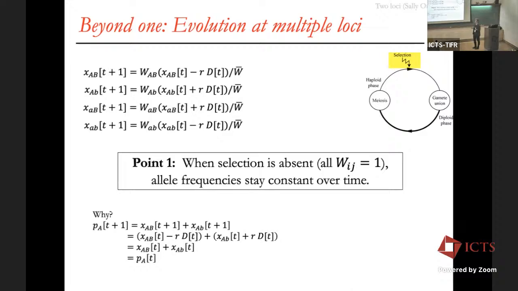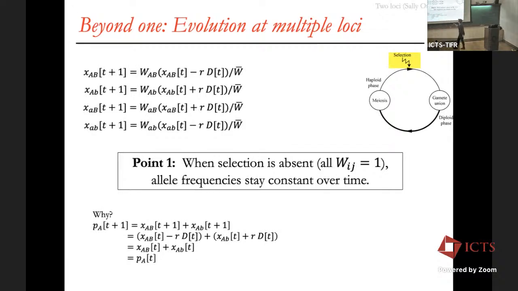Okay, first point. If there's no selection acting at all, and W big A, B, all of the W's are one, they're all equally fit. W bar will be one, no fitness difference. Then what's going to happen over time? Well, let's track any one of the allele frequencies. Let's track the big A frequency in the next time step. So who carries the big A allele? Both this chromosome X big A big B and this chromosome X big A little b. Those are the only ones that do, so let's sum those two up.